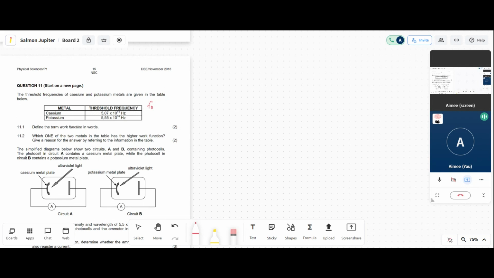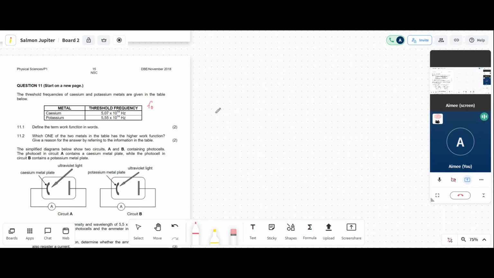The next question says, which one of the two metals in the table has the higher work function? Give a reason for your answer by referring to the information in the table. Okay, well, potassium has got the highest work function. Okay, the higher work function. And that's because, as I just said to you, threshold frequency and work function are directly proportional.